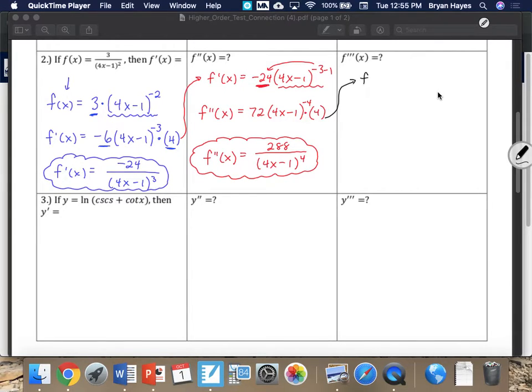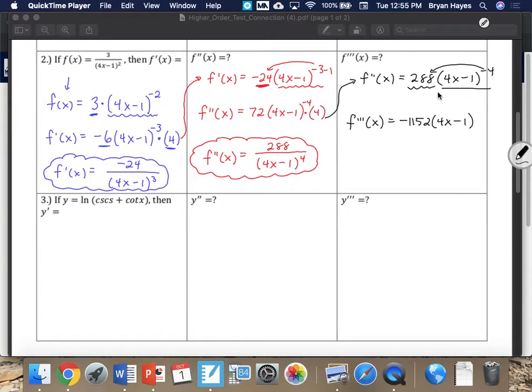Let's go second derivative first. Let's get a little preparatory line of work here. That's 288 times 4x minus 1 to the negative 4. And it's the same rule, guys. It's a constant. There's that power chain. We're going to bring that negative 4 down. F triple prime of x is going to equal, I need my calculator a little bit here, times negative 4, negative 1,152.